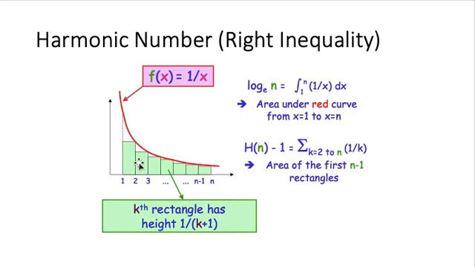So the area of the green rectangles is exactly H(n) minus 1, because we have omitted the term 1. And then the area under the red curve from 1 to n is log of n. So in that case, we have established the fact that log of n is greater than or equal to H(n) minus 1. So that's why we have 1 plus log of n greater than or equal to H(n). So this is the closed bound for the harmonic number.